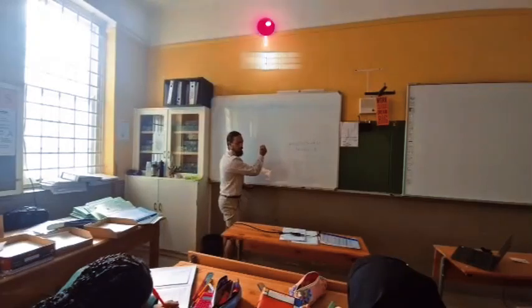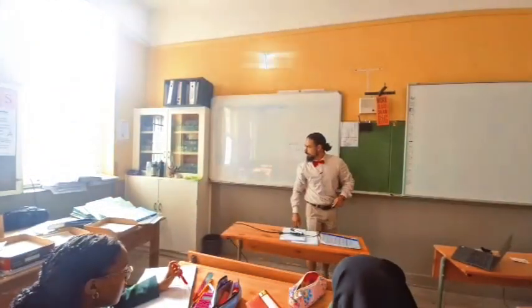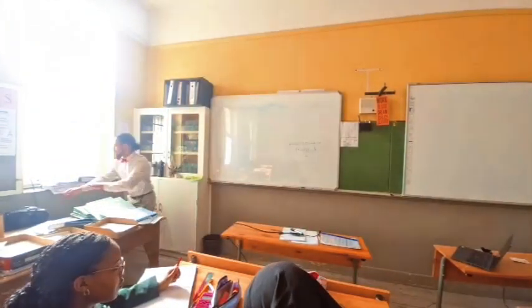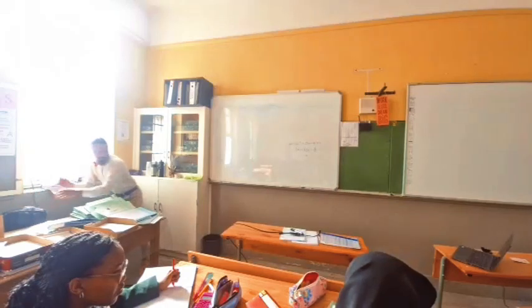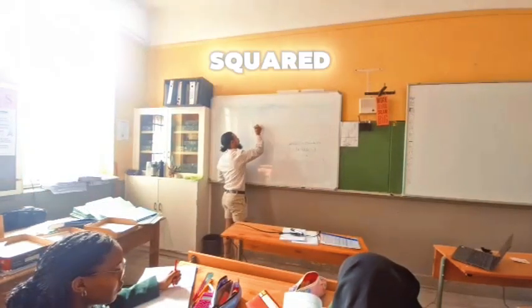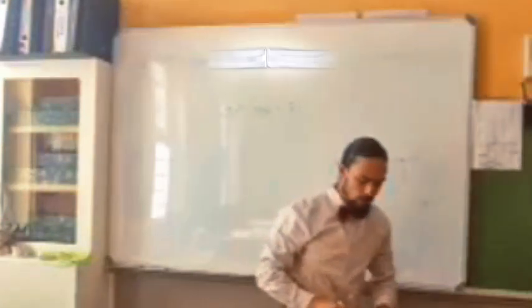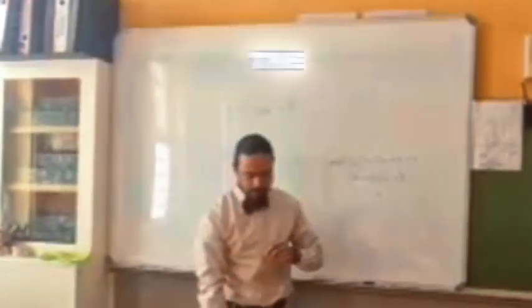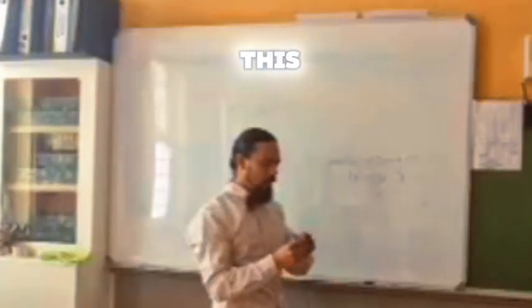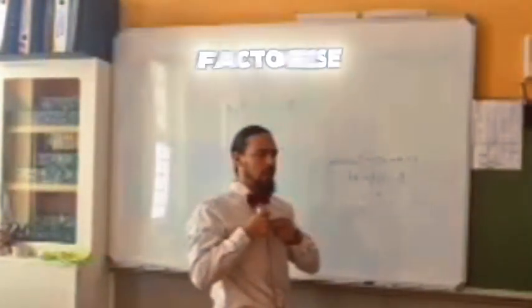I don't have a page here. 3x squared, I'm just looking for it. So 3x squared minus 4x equals 5. Now, although this one can factorize easily, they already hinted to me that I should solve it to 2 decimal places.